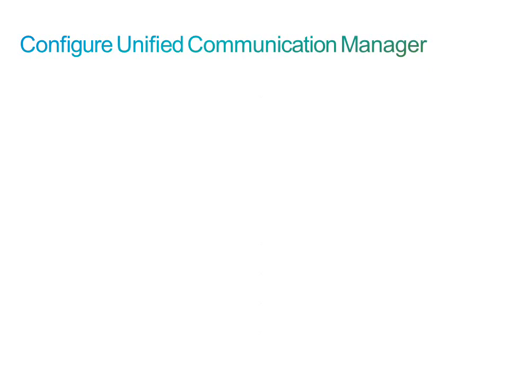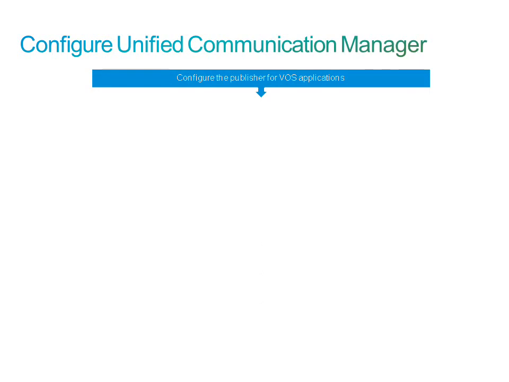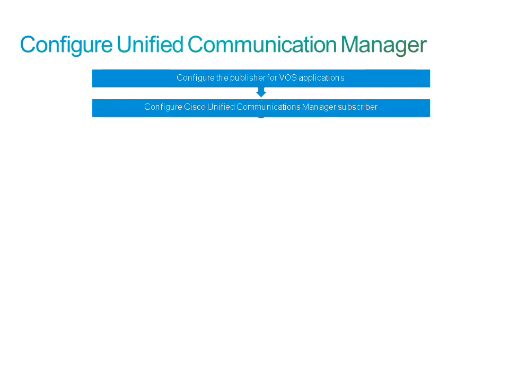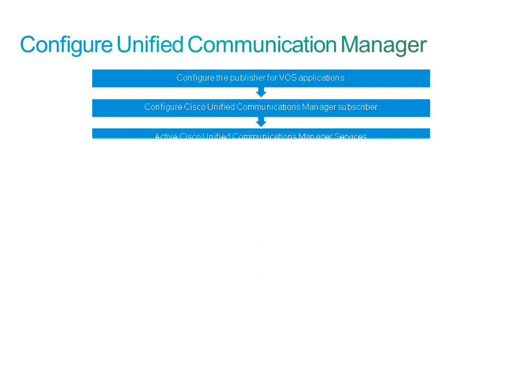Before configuring the communication manager, you must first configure VOS for the application. This is done by creating a floppy image using software that was included in the automation tools. Next, you need to configure the subscriber using a similar process. Now you must activate the required Communication Manager services. This is done from within the Cisco Unified Serviceability Interface. The rest of the steps are done from within the Communication Manager's Administration Interface.